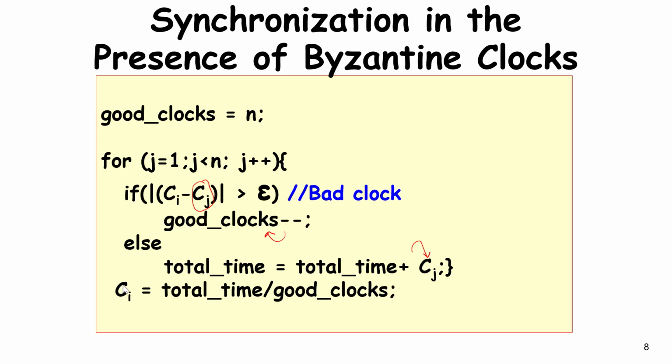Then in this case, Ci, so what is Ci? Ci is the time of the ith clock. Ci will be equal to the total time divided by the number of good clocks. So total time divided by good clocks.